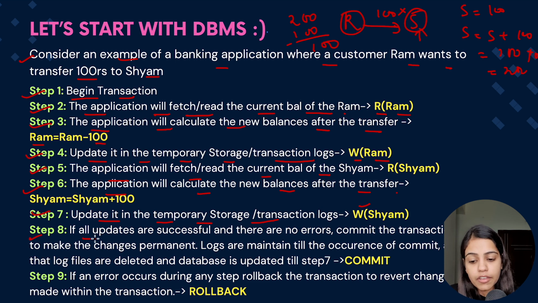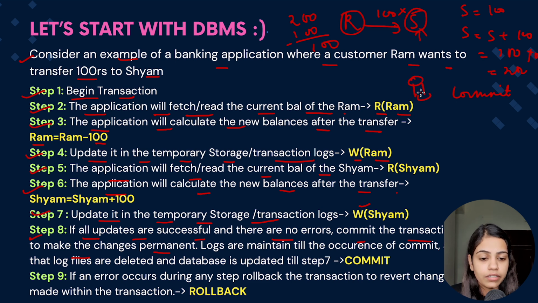Now step 8 is if all the updates are successful, everything is successful at all these steps and there was no failure and no errors, commit the transaction to make the changes permanent. So we have to perform a commit operation at the end of the transaction so that all the changes are permanent and updated in our DB. Logs are maintained till the occurrence of commit. After that, log files are deleted and the database is updated. So before the commit, all the log files are maintained, but once it encounters commit, it deletes all the log files and updates the database.